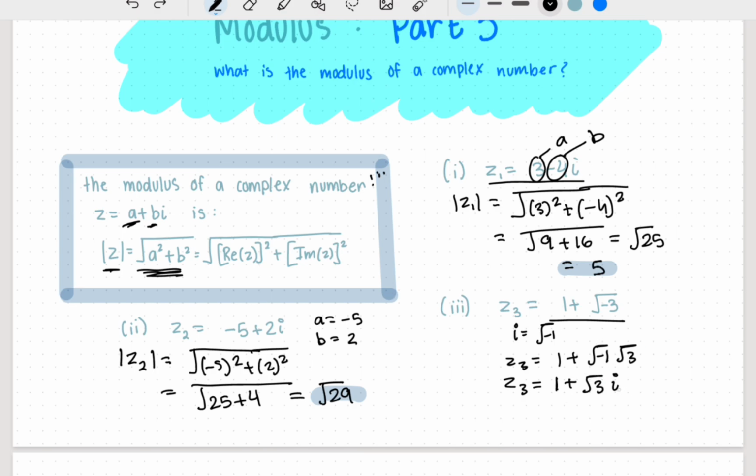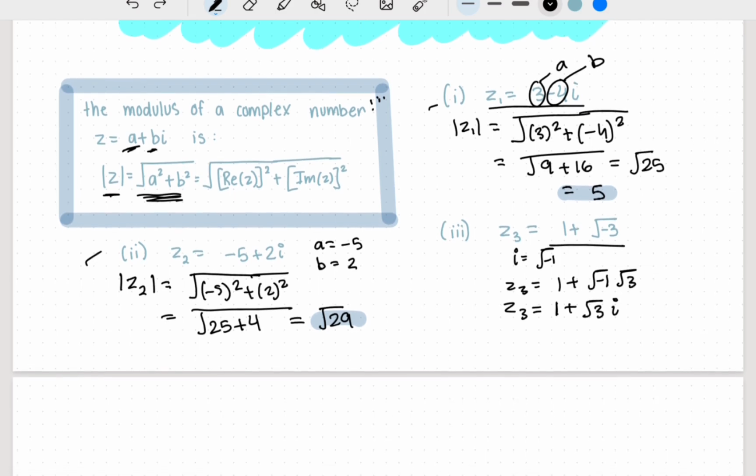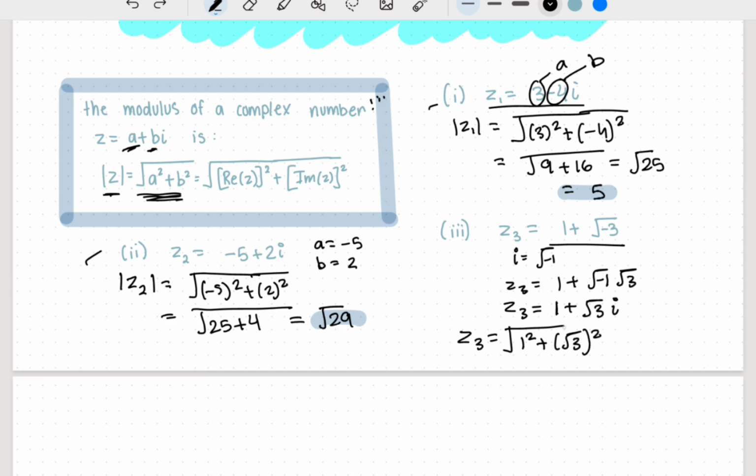So now we have introduced an i. Now we can solve it how we solved the first and second problems. So we can simply do |z3| equals square root, a here is 1, so 1 squared, plus square root 3 squared, because square root 3 is b. We get square root 1 plus 3, which is 4, square root 4 is 2, and therefore 2 is the modulus of the complex number 1 plus square root minus 3.